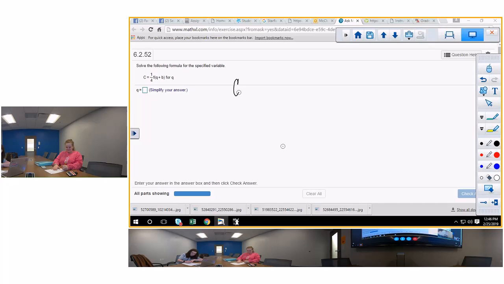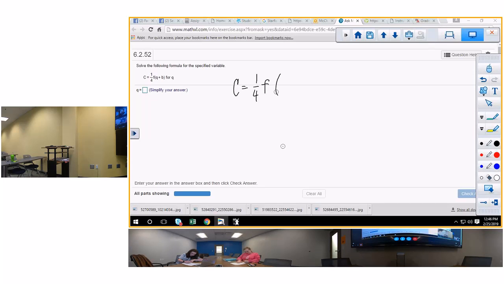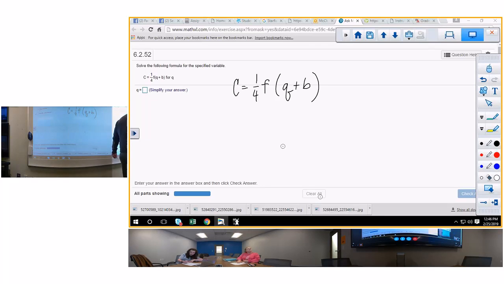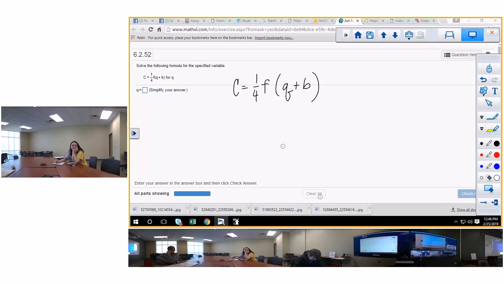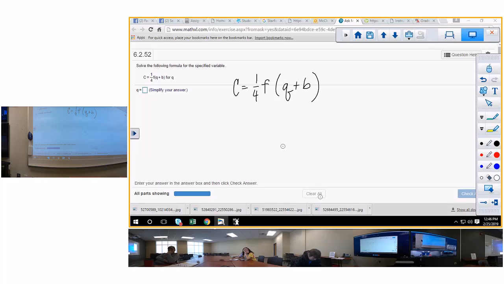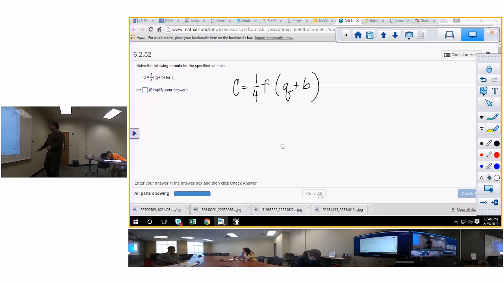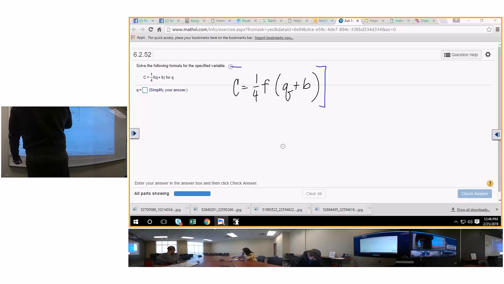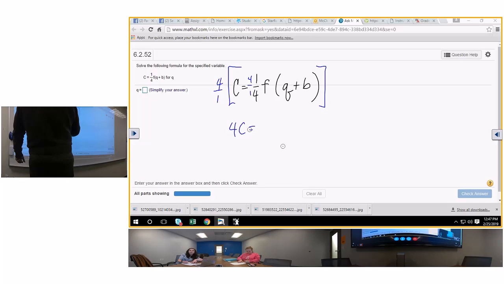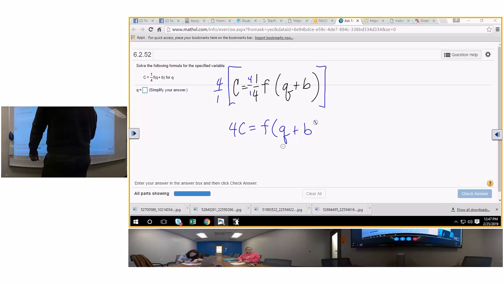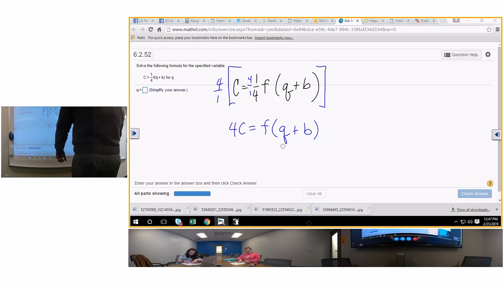C is equal to 1/4 F Q plus B. What's the first thing you need to do? Get rid of the fraction. Multiply both sides by 4 over 1, 4/1. That gives you 4C is equal to F times Q plus B. Now you look at what you're solving for.